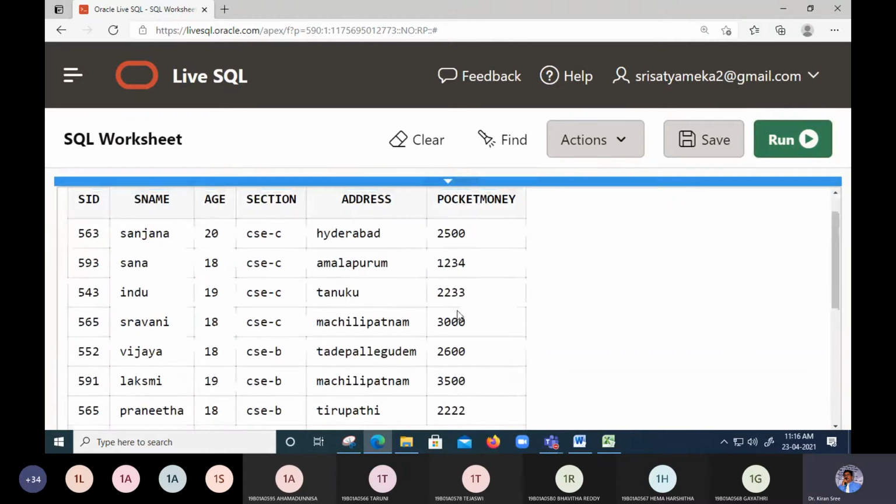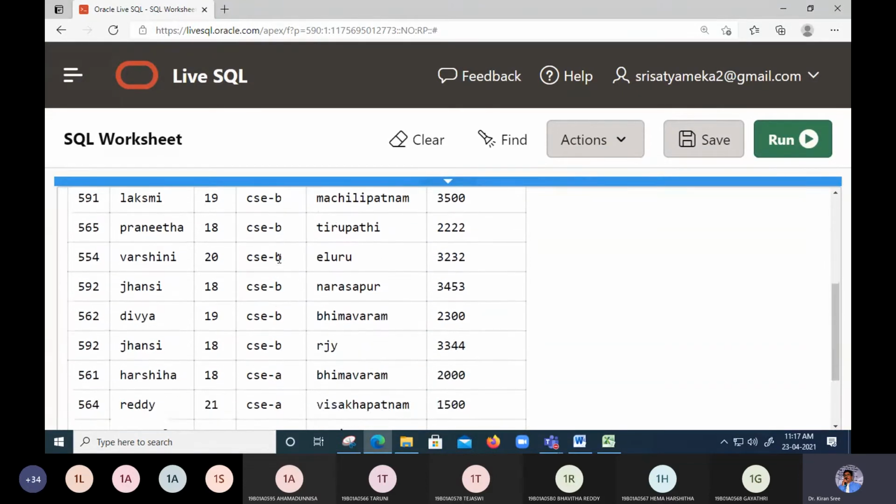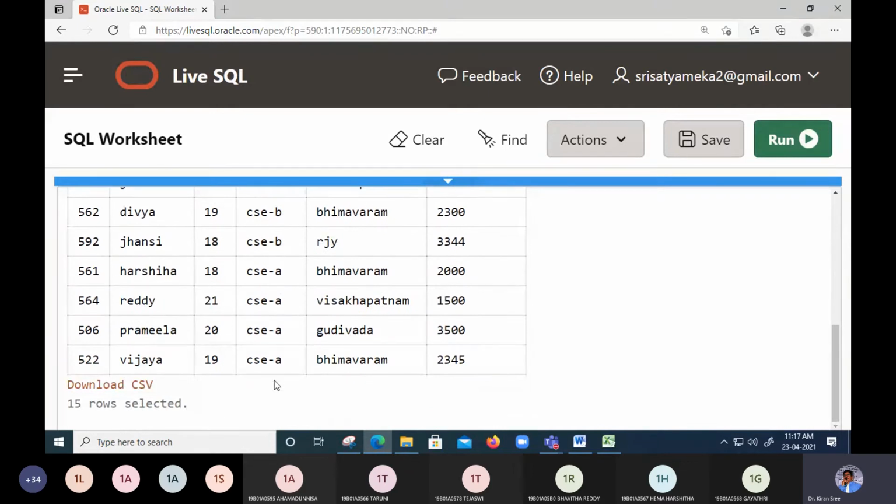Now hope you are seeing the answer. First you are going to get the Sanjana record from C section. Next you are getting another Shana from C section. So you can see section was sorted. First C is going to come, next B, next A.